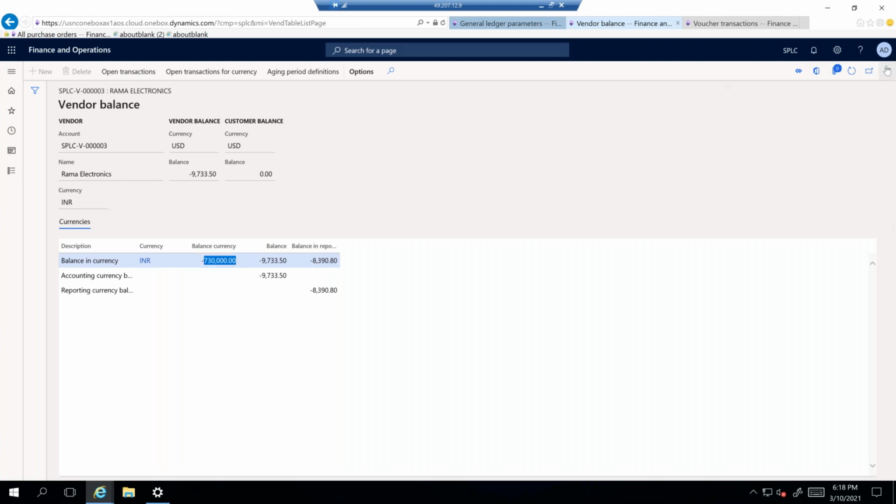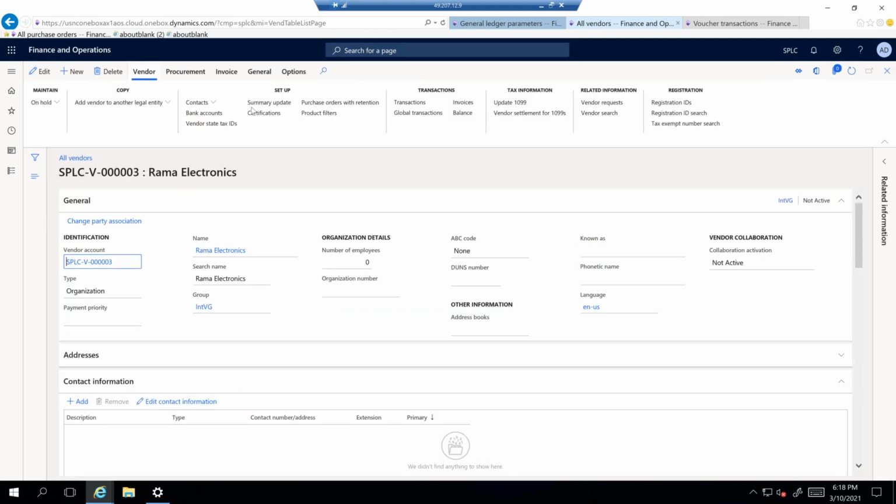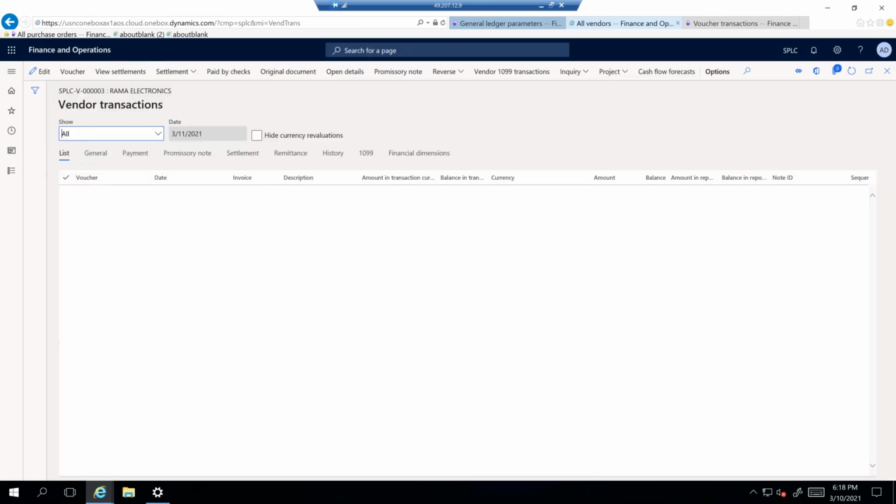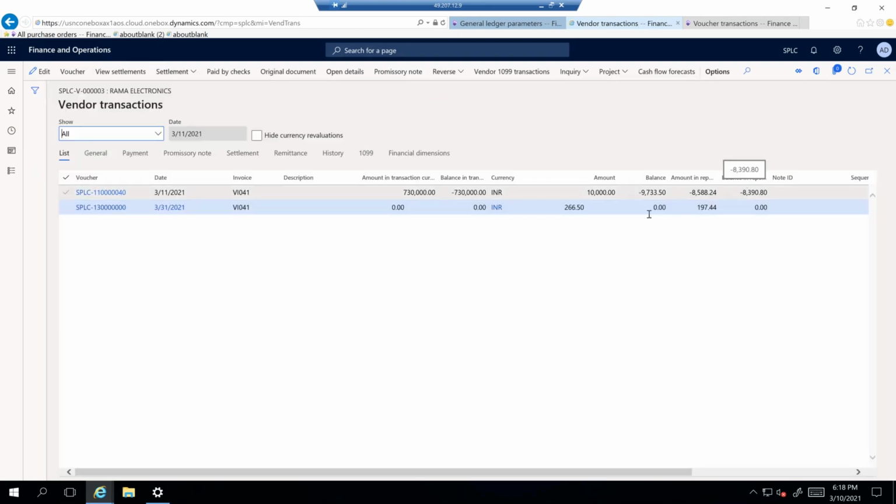Now if you verify the transactions, it will clearly show. It will show you the transactions. One is the original value and another one is in INR. In INR it is 0 only, there is no change. But in US dollars, he is going to gain 266.50. In euros, he is going to gain 197.44. This much amount he is going to get as profit.